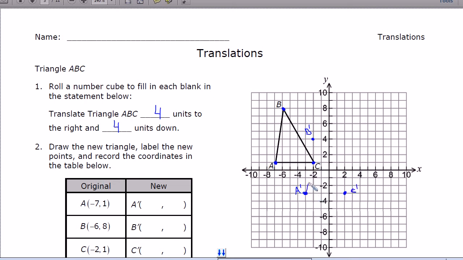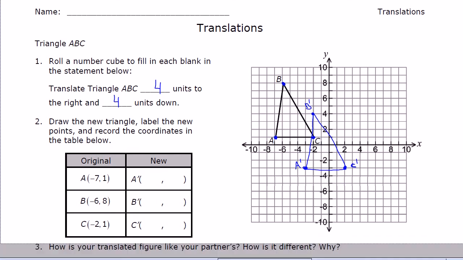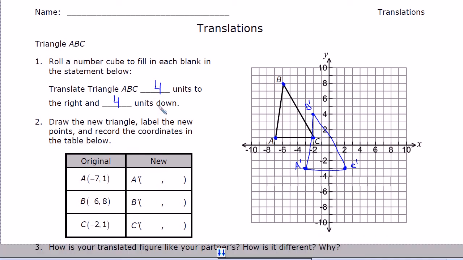So now if I connect my points correctly, I end up with my translated triangle, and that's what I needed to do. That's all you need to do for number 1. So number 1 is done. Number 2, we have to draw the new triangle. We did that already. Label the new points. We did that too: A prime, B prime, C prime. And then record the coordinates in the table below. So we need to do that. What's A prime, B prime, and C prime?